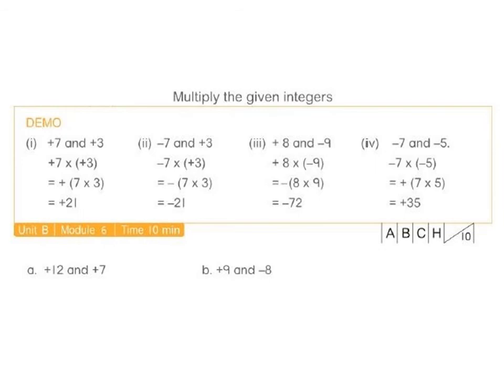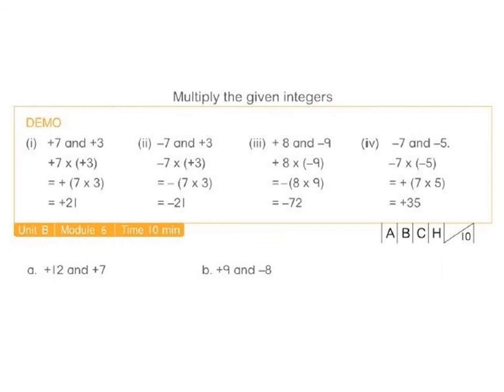Here, concentrate on demo number 1 and demo number 4. In demo number 1, we have to multiply two positive integers, and in demo number 4, we have to multiply two negative integers. So, the resultant of both of these will be positive. And in the first one, 7 into 3, 21, and in the fourth one, 7 into 5, 35.